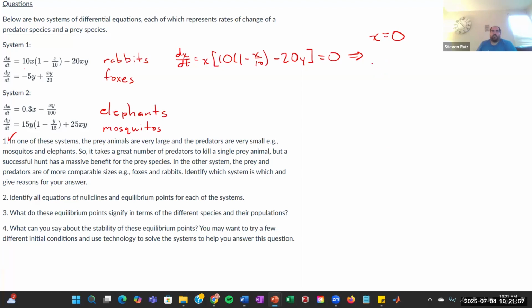The other equation, can I solve for y? So let's expand. So 10 minus x essentially, minus 20y equals 0.